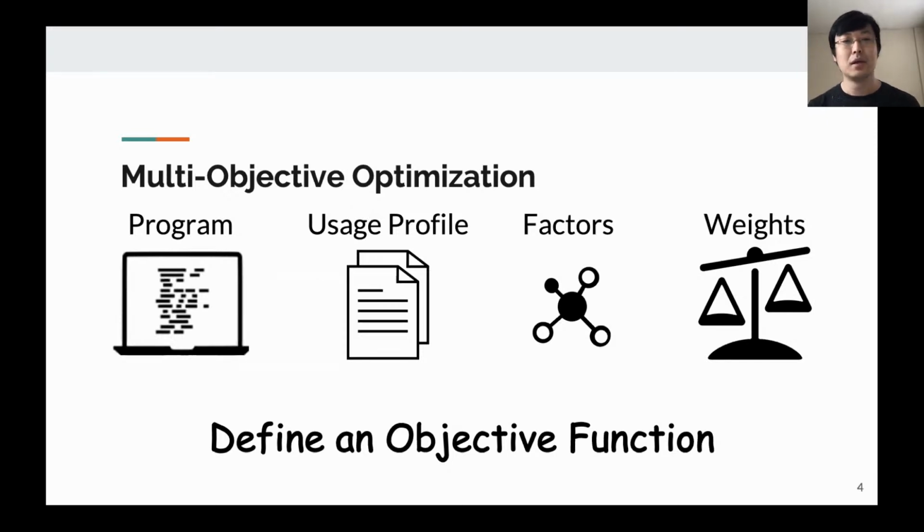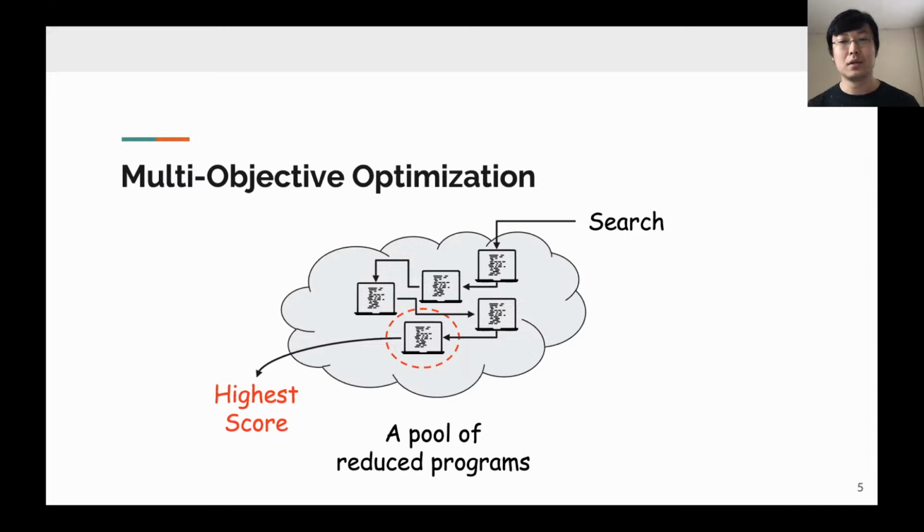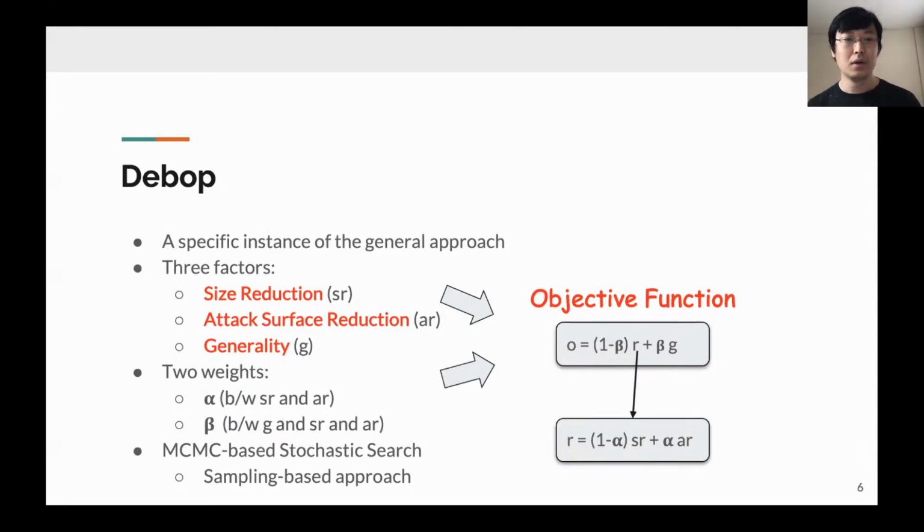Motivated by this, we formulate debloating as an optimization problem, and to solve the problem, we propose a general approach that lets the user provide a program that is bloated, a usage profile as a set of inputs, a set of factors that are of interest, and weights for these factors. And we define an objective function that computes a score to quantify the trade-off between these factors. The goal then is to search among a pool of reduced programs to find the one that has the highest score. So this is our general approach.